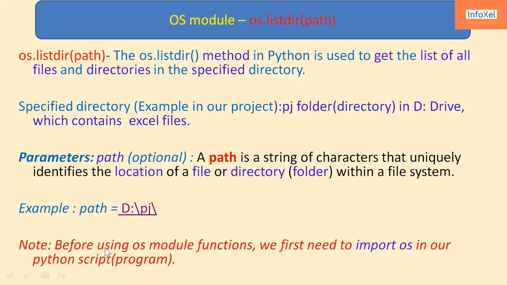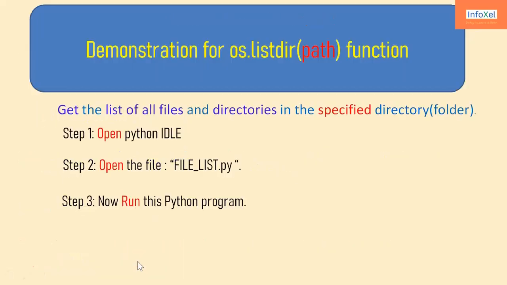Note, before using OS module functions, we first need to import os in our Python script or program. Now we will see the demonstration for the os.listdir function. We know that this function lists all the files and directories in the specified directory. First step, open Python IDLE, the Python editor. Step 2, open the file named file_list.py. Step 3, run this Python program.